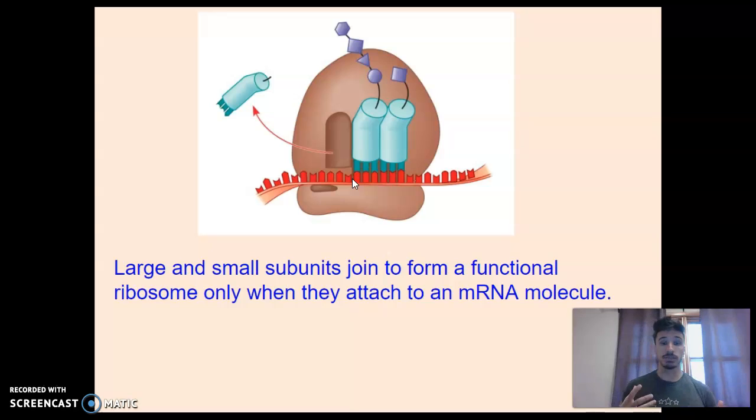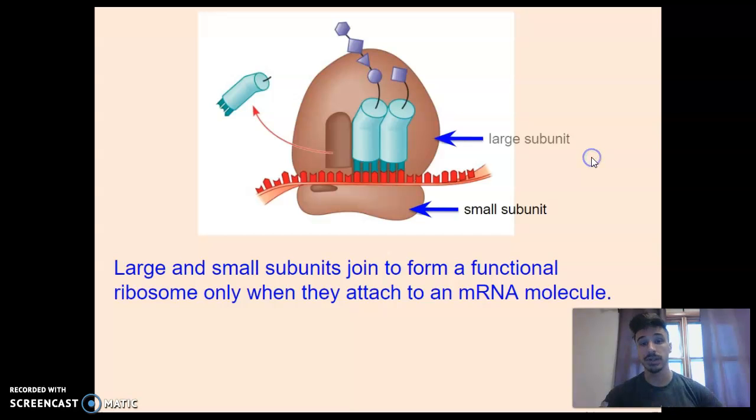So when the large and small subunits join to form a functional ribosome, they're going to attach to an mRNA molecule, right? We have the large subunit here. Never mind these green and purple parts just yet. We're going to get to those. We have the large brown subunit here, the small subunit in brown, and then the mRNA, because remember, mRNA is single-stranded, not double-stranded like DNA, sliding right through the middle here.